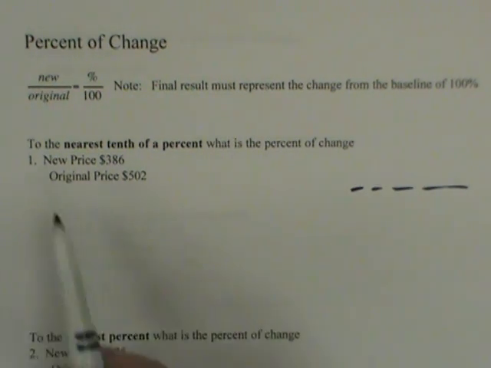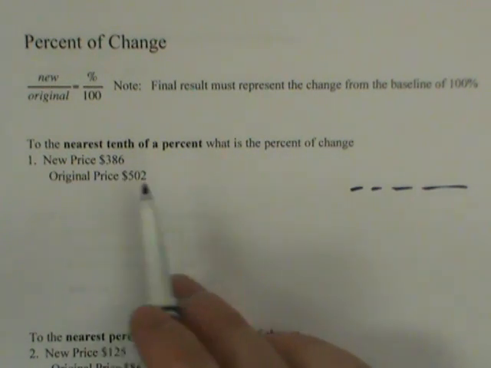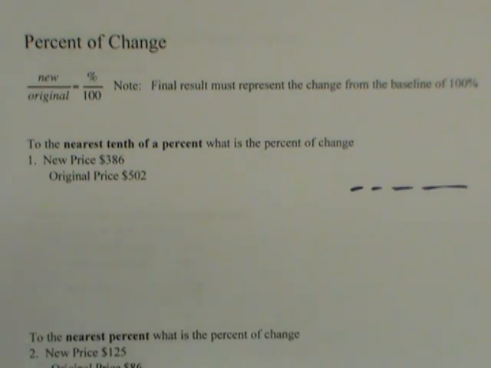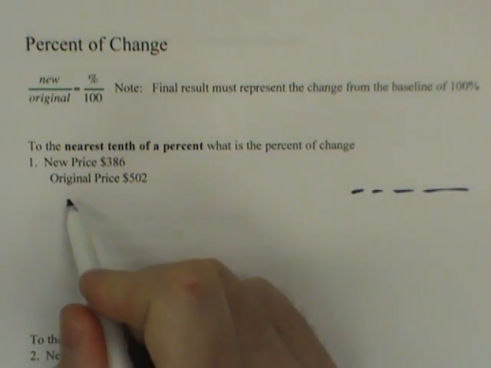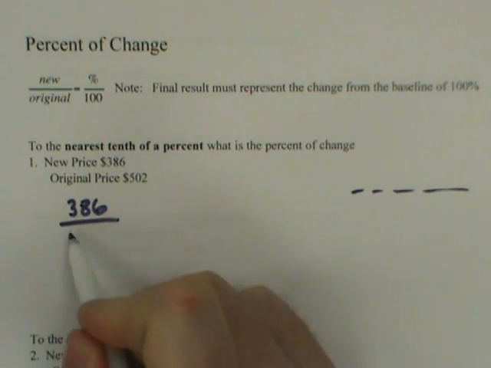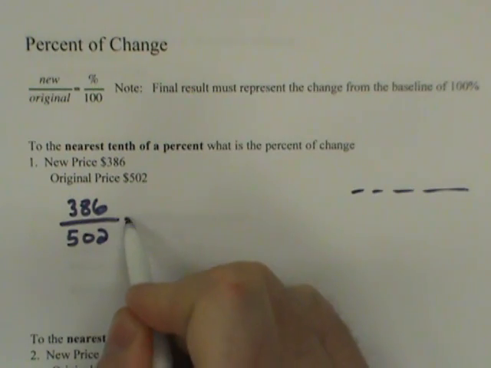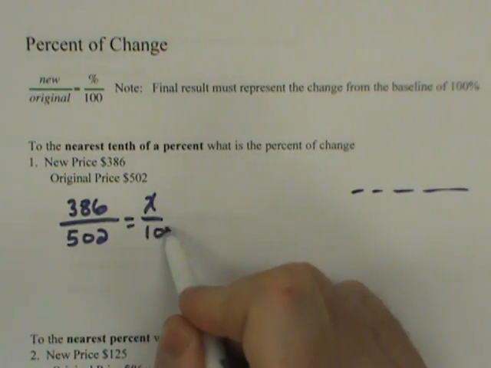So for the first problem, it says, to the nearest tenth, what is the percent of change when you have a new price of $3.86 and an original price of $5.02? New prices are always written as numerators, so I'm going to say $3.86 over original price $5.02 equal percent, which we're going to call an X, over 100.